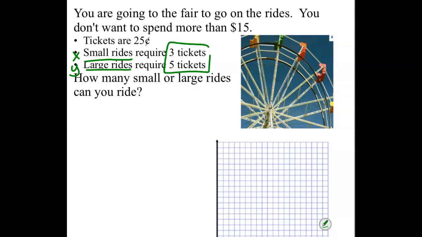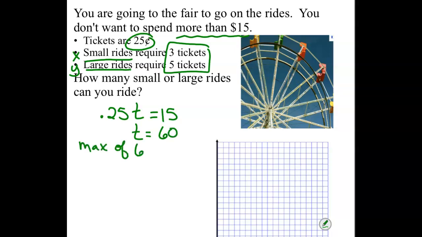We are given information about how many tickets are required. So let's figure out how many tickets we could buy. It says we don't want to spend more than $15. So let's say we spend exactly $15 and tickets are 25 cents. So 25 cents for each ticket, and we don't want to go over 15. All right, if we divide by 0.25, we should get t equaling 60. That means we can buy a maximum of 60 tickets if we don't want to go over that $15 mark.